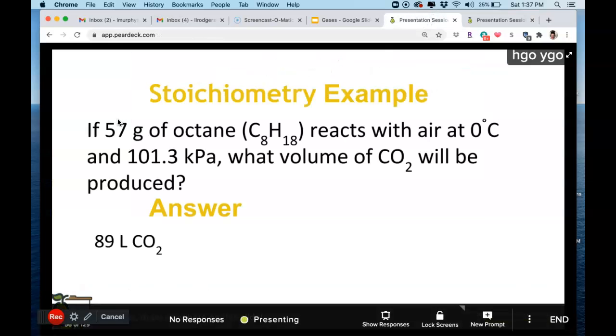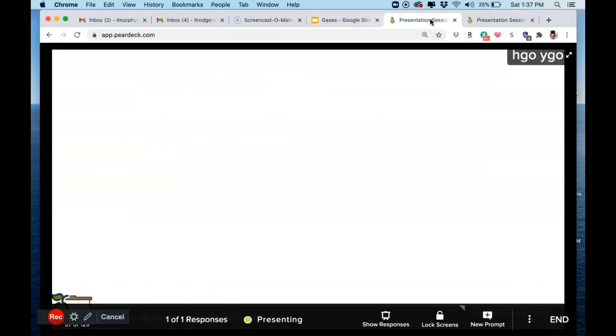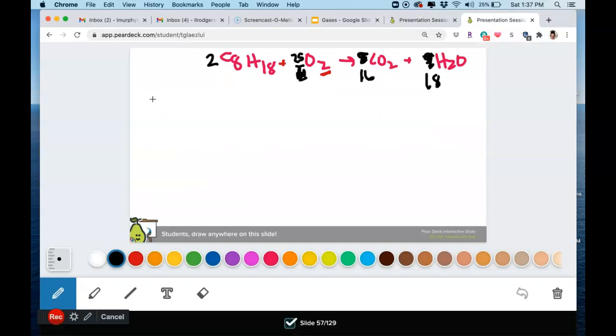So let's go back to the problem. We're burning 57 grams of octane. So if you know grams of octane, you can turn it into moles. And then if you know moles of octane, you can do mole to mole ratios to get carbon dioxide. So let's do that. So 57 grams of octane, C8H18. I guess I'm going to have to Google its molar mass.